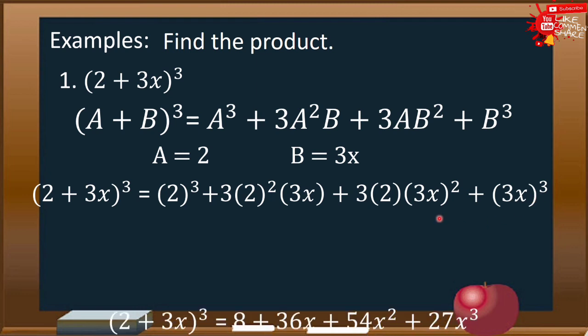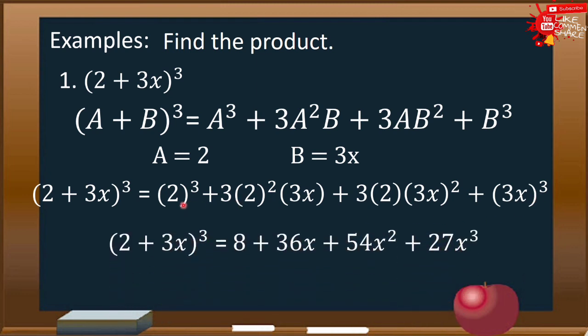Then let us simplify. So we have here what is the simplified form of 2 cubed. So 2 cubed means 2 times 2 times 2. So 2 times 2 is 4 times 2. So we have 8. Then first, before we multiply this to 3, we have to get the square of 2 first before multiplying it to 3. So the square of 2 or 2 squared is 2 times 2. So we have 4. Then times 3. So we have 12. Then 12 times 3x, so we have positive 36x.